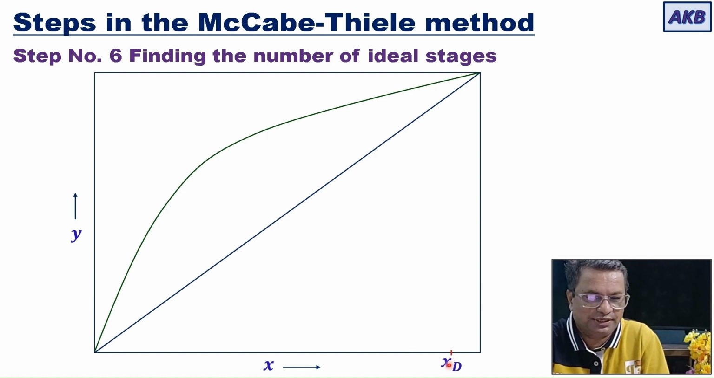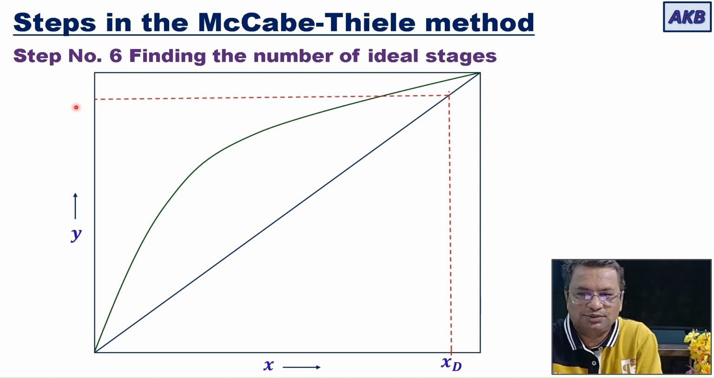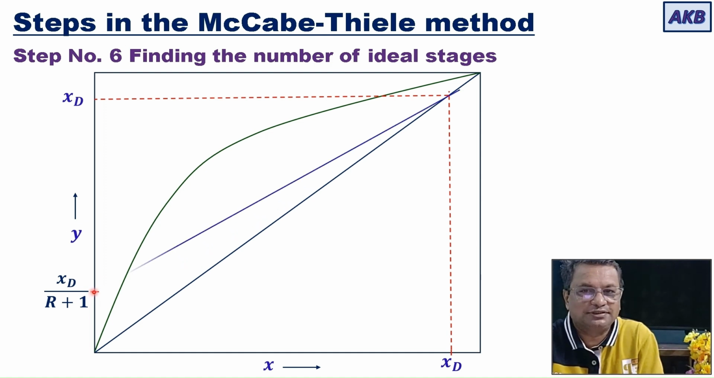So you'll locate XD, go to the diagonal line, then to the Y-axis, it will be XD. The rectifying section line is going to start at this point. Then you locate the intercept, XD upon R plus 1. You have this point on the Y-axis, and the rectifying section line is going to pass through these 2 points.